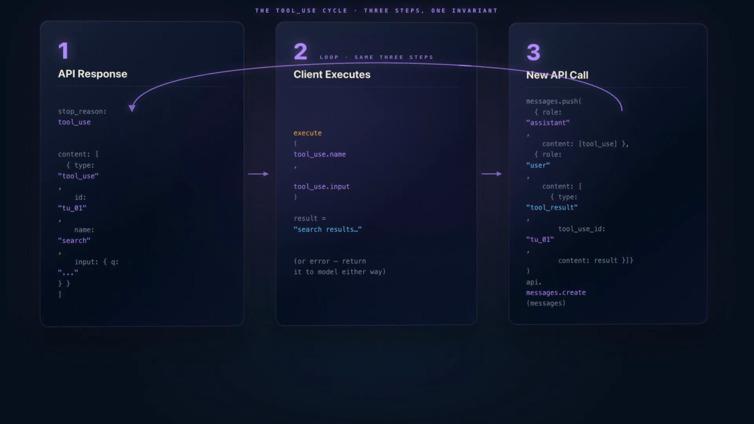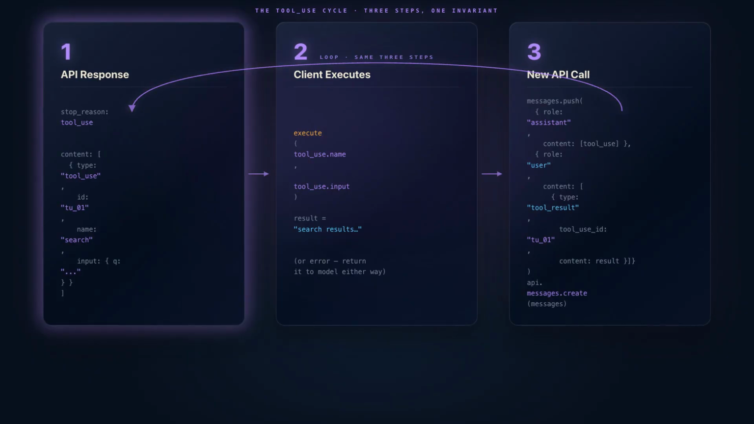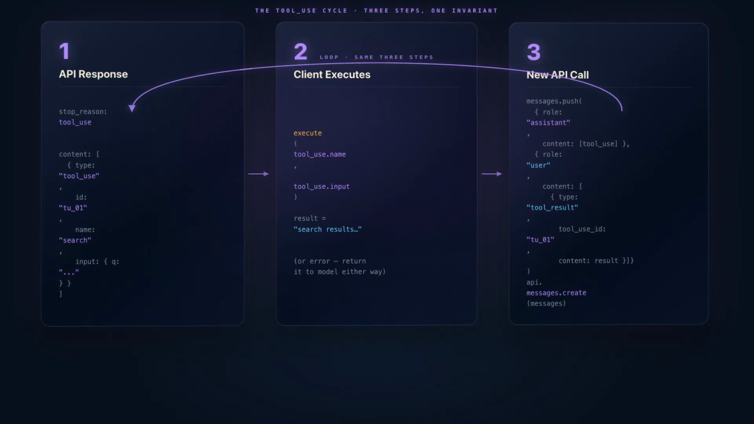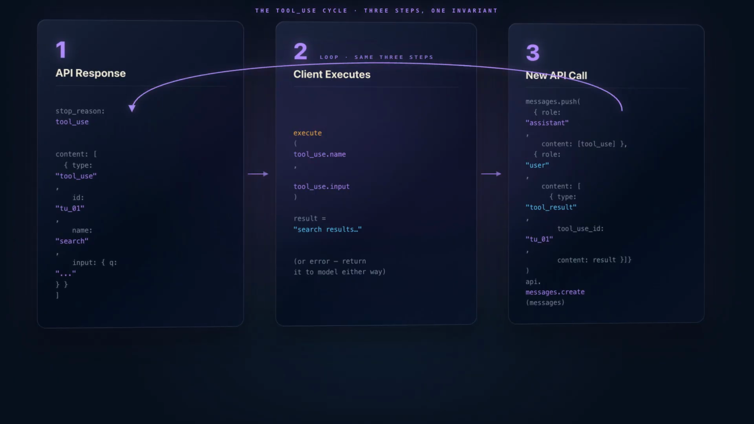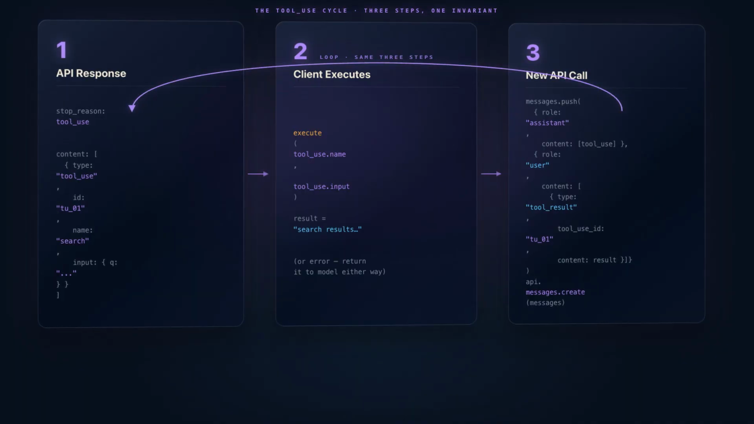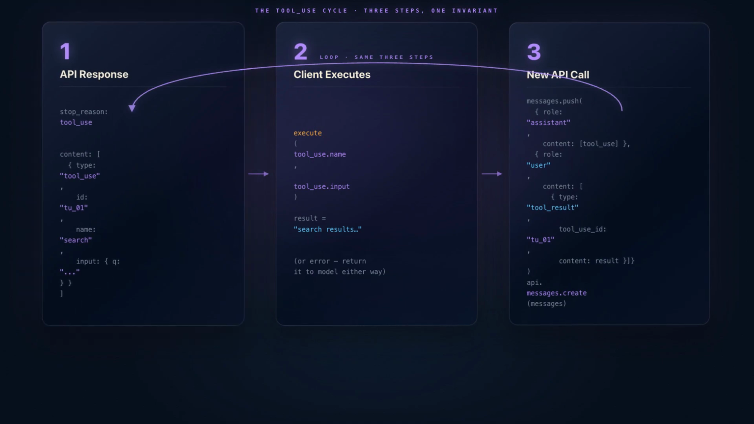Step 1. The response content includes one or more tool use blocks. Each block has 3 fields, an ID, a name, and an input, the arguments the model wants to pass. Extract these. Step 2. Execute each tool with the given input. Capture the result. If a tool fails, capture the error. You will return it to the model either way.